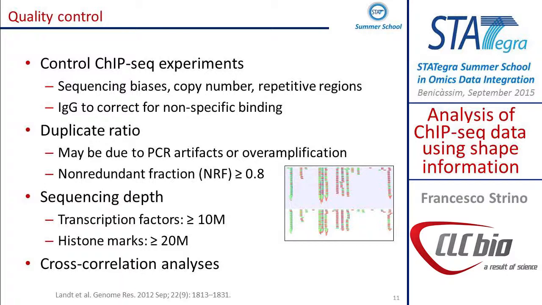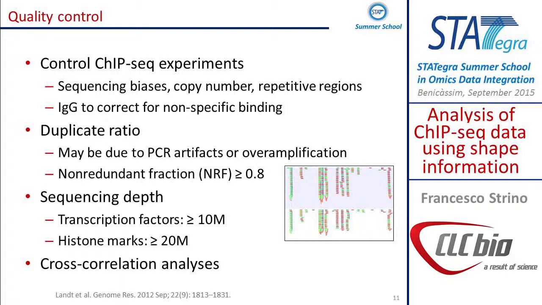For those things, it's good to have a control experiment, because then you will see a very high peak in the control. Another control is to do IgG, so you can correct for non-specific binding. And then there are some statistics that you can start to look into.